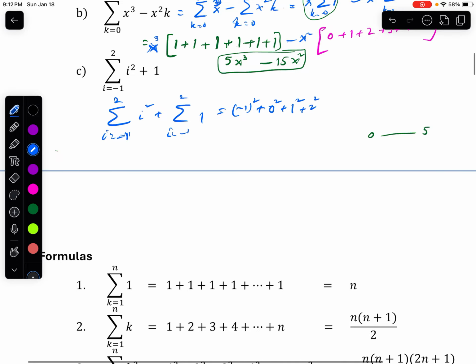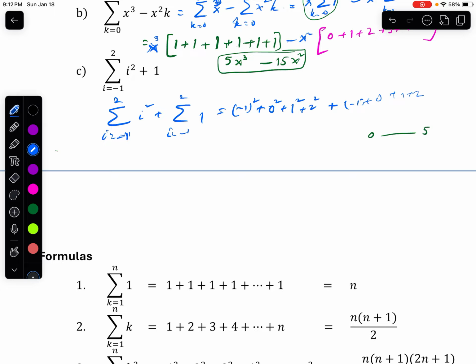Plus, here we have summation of 1. And I goes from negative 1 to 2, which means 4 values, 4 terms. So I get... negative 1. Then will I get negative 1 plus 0 plus 1 plus 2 here? Will I get that?